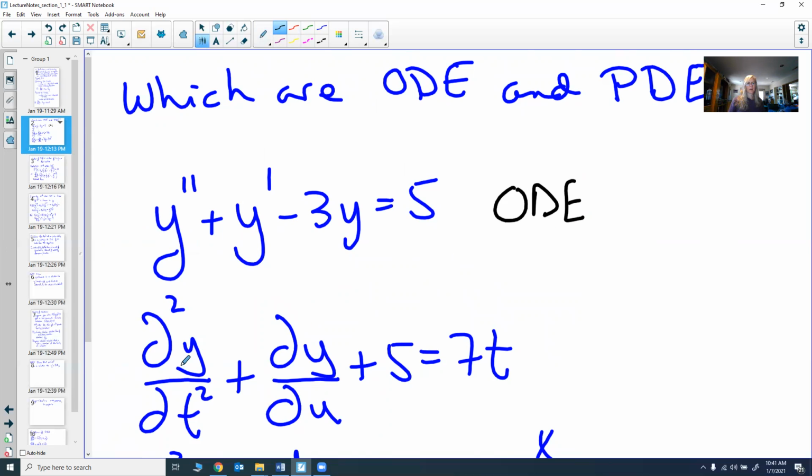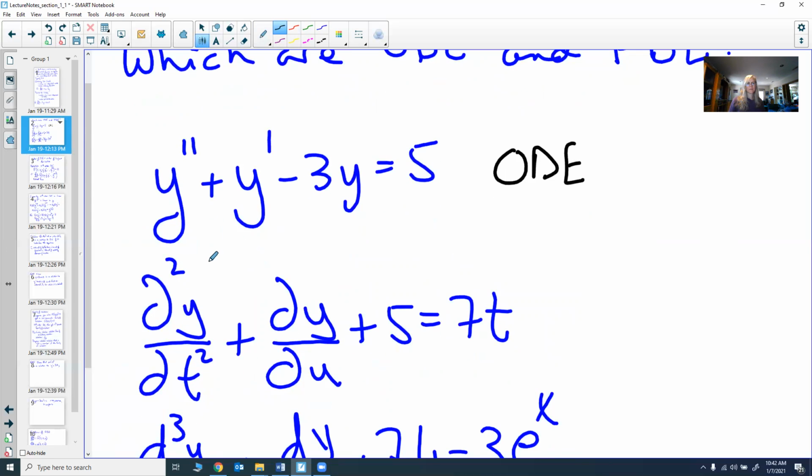This one is the partial derivative of y with respect to t squared plus the partial derivative of y with respect to u plus 5 equals 7t. So in this case, this is actually the second partial derivative of y with respect to t. There's a t independent variable and there's a u independent variable. So there are two independent variables. There's still only one dependent variable, y, but there are two independent variables. So this is a PDE, partial differential equation.